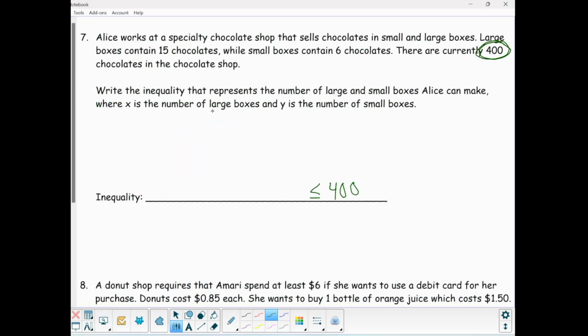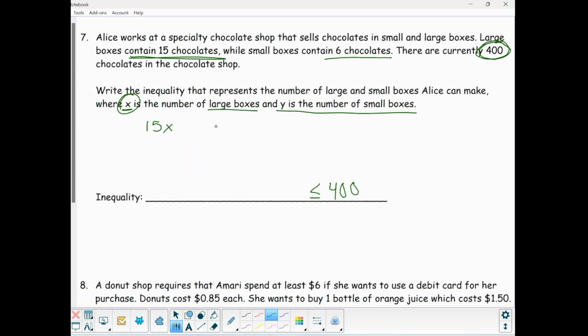Now, we know our large boxes represents x, and our large boxes have 15 chocolates. So I have no idea how many large boxes, but I know that every large box has 15 chocolates. So if I make one large box, it's going to be 15 times 1. It's 15. If I make 2 large boxes, it's going to be 15 times 2, so 30 chocolates. And so forth. Since I don't know how many boxes, I'm going to put an x there, because x is the variable that we're using to represent large boxes. Then I can also make small boxes, and small boxes have 6 chocolates each.